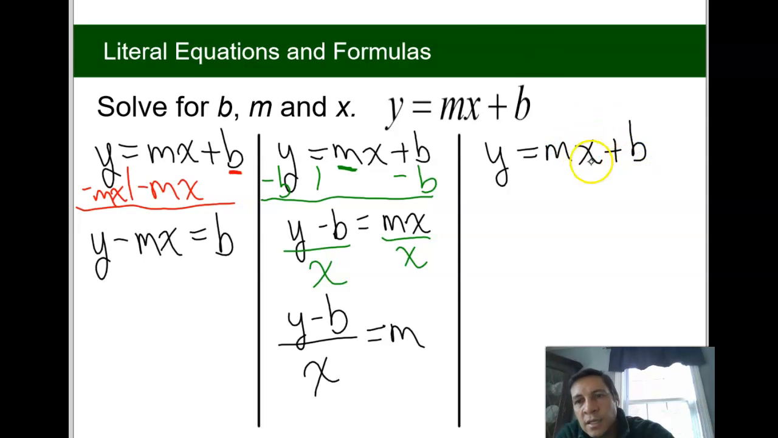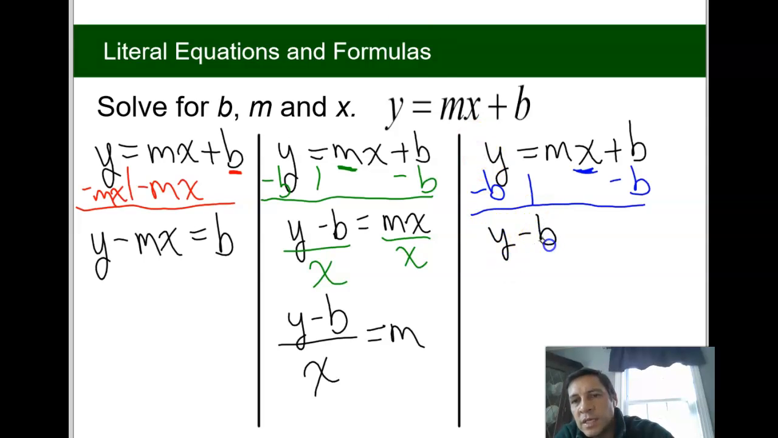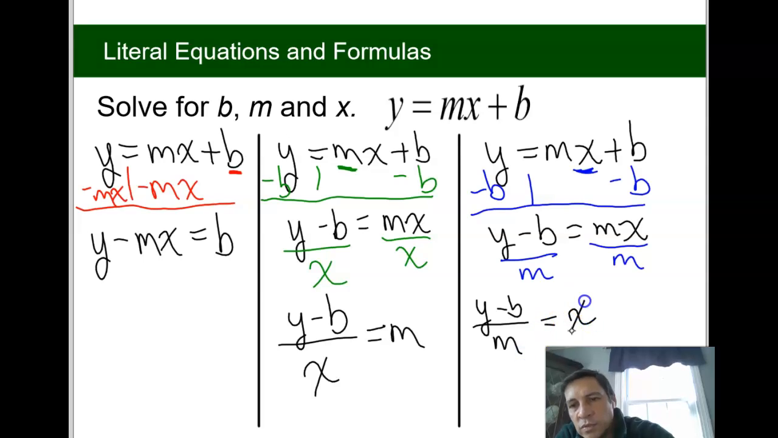And again, I'm trying to get this x by itself. Well, what's happening? X is being multiplied by m, and we're also adding this term b. So my first step is going to be to zero out that b: y minus b equals mx. To get x all by itself, x is being multiplied by m, so I need to divide both sides by m. Y minus b over m is equal to x.